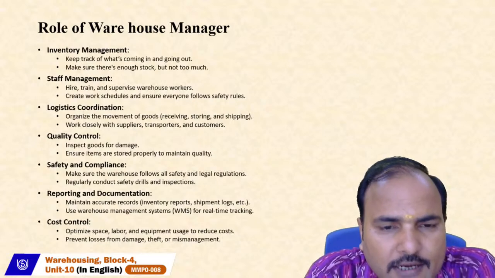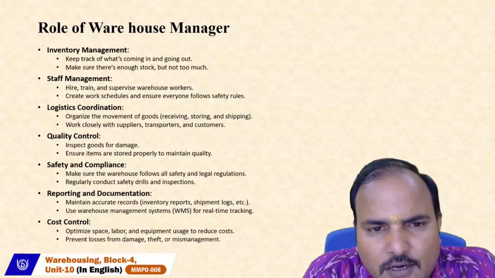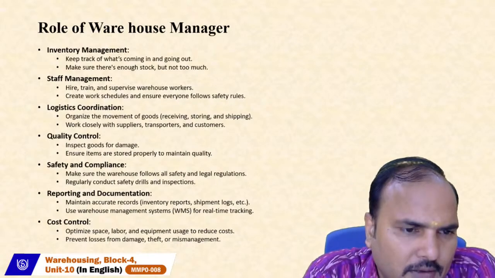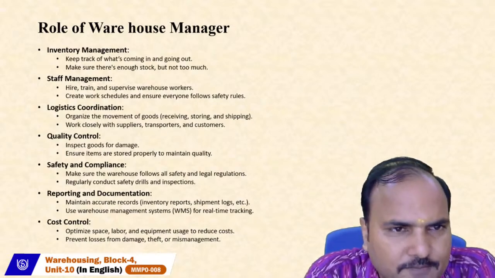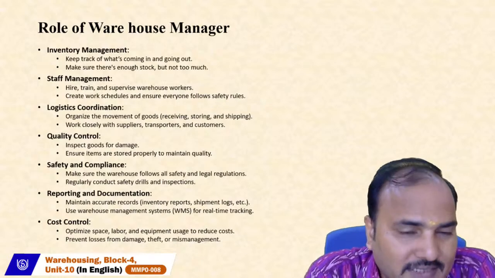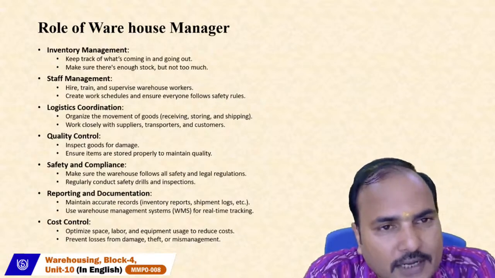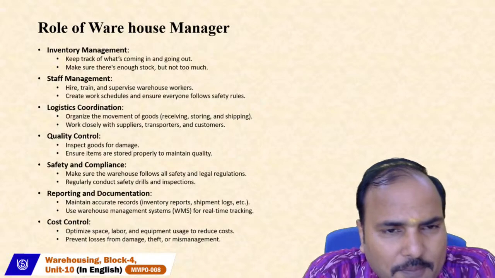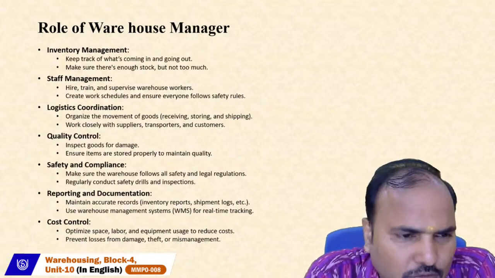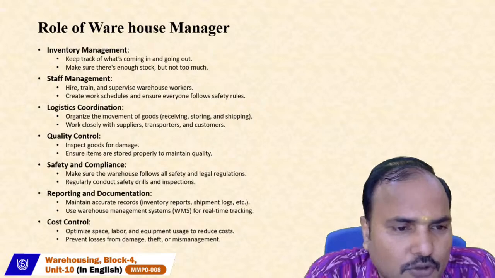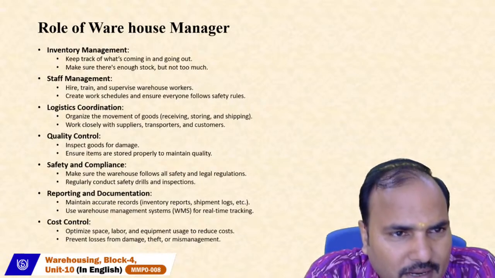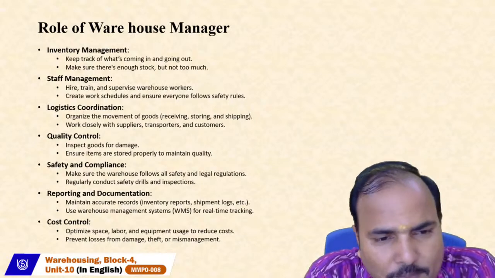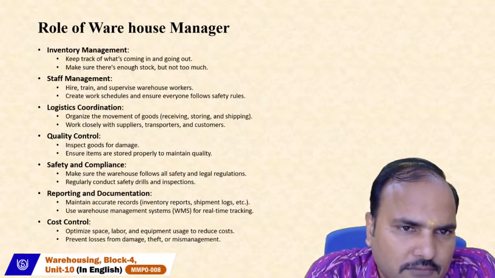To survive in a competitive world and to exist in the market, we have to maintain some qualities. So the warehouse manager must be serious and cautious about quality control. What happens at this quality control point? The warehouse manager must inspect the goods for damage, and also ensure items are stored properly to maintain the quality.